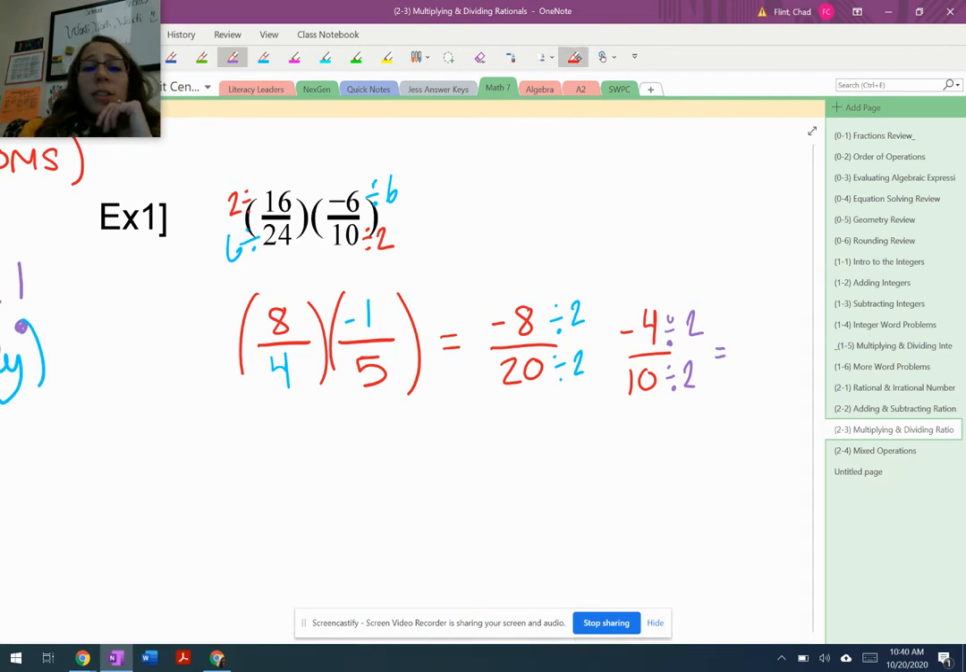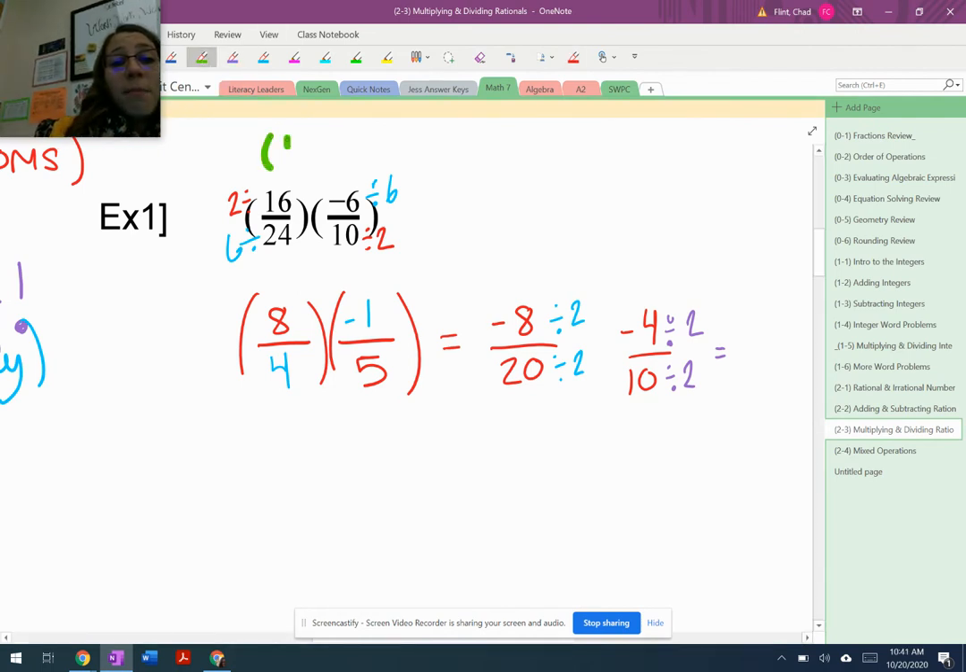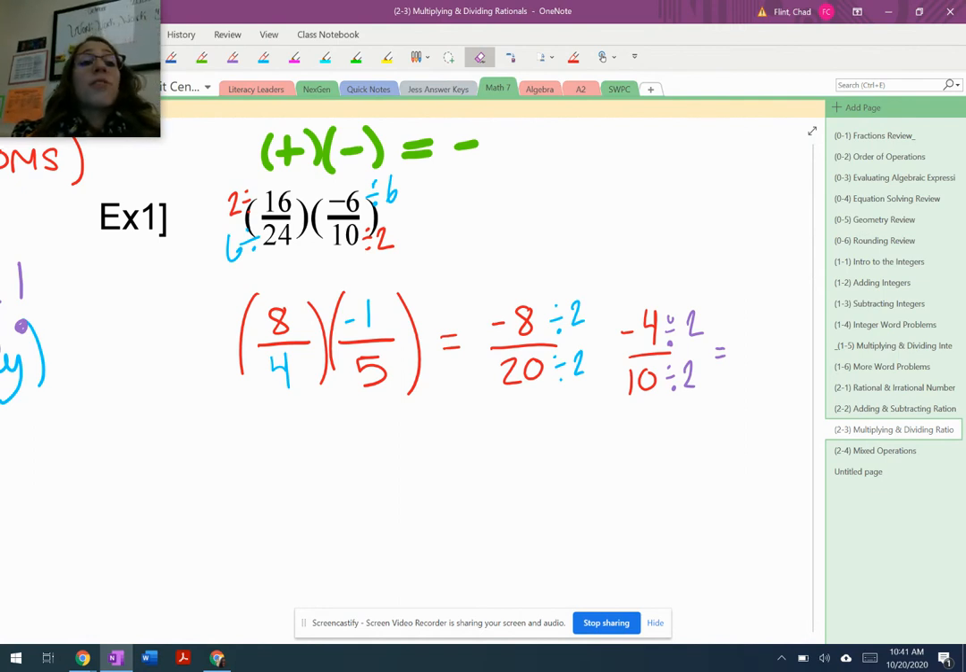Notice my answer is still negative because I had a positive fraction times a negative fraction. So let's look at that. A positive times a negative is a negative. The good thing about doing something like this on one of your test problems is that if you accidentally forgot to keep your negative, I would have proof right up here that you know it should be a negative and you just forgot it.